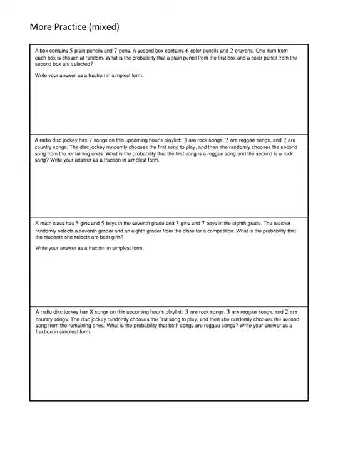Okay, got a box with 5 plain pencils and 7 pens. Second box has 6 colored pencils and 2 crayons. 1 item from each is chosen at random. What's the probability that a plain pencil in the first box and a colored pencil from the second box are selected? So first, is it independent or dependent? Independent. 2 different boxes.